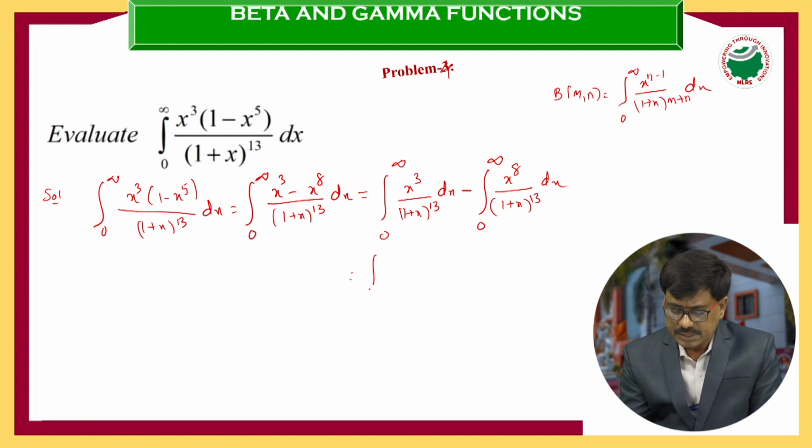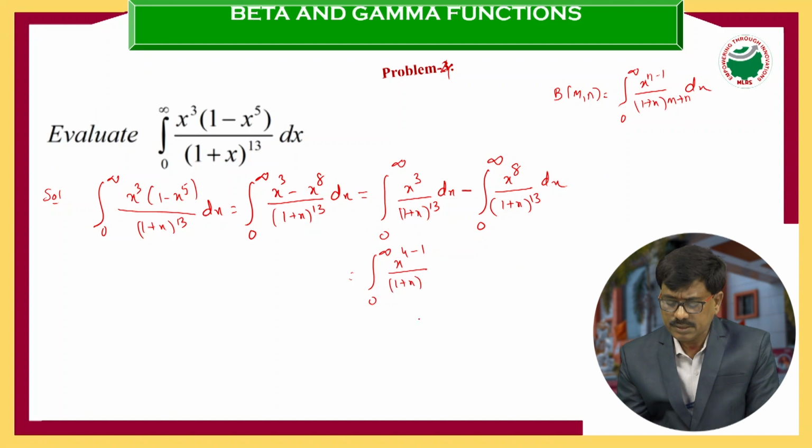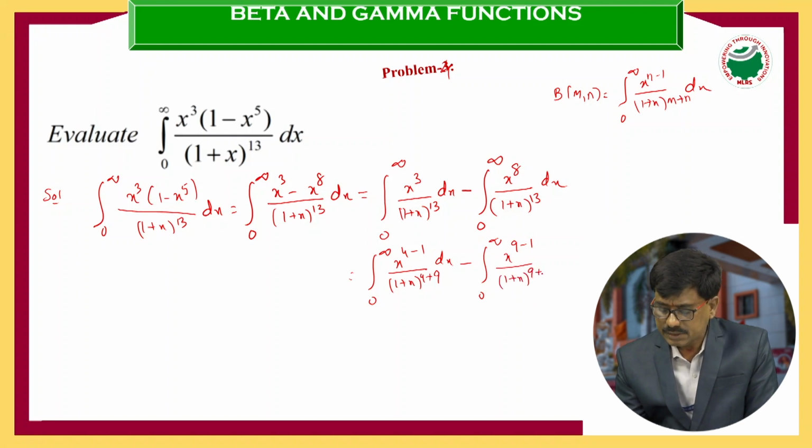Now I can express integral 0 to infinity x power 4 minus 1 divided by 1 plus x. How do you write this 13 value? 4 plus 9, into dx, minus integral 0 to infinity, 8 can be written as x power 9 minus 1 by 1 plus x, and 13 can be written as 9 plus 4, into dx.